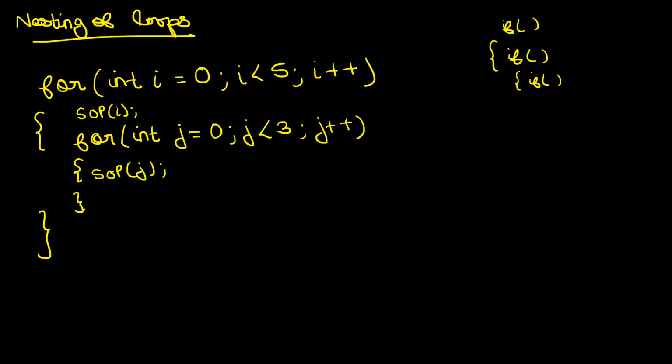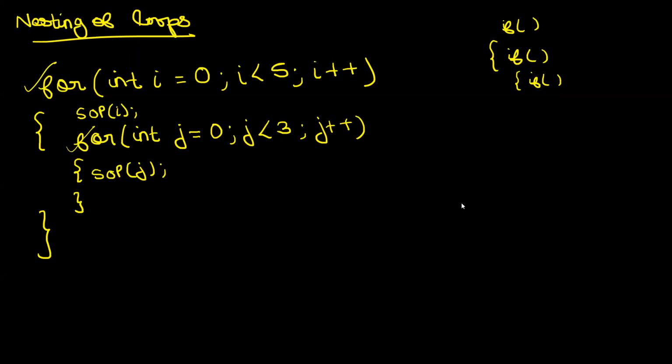Cool. Now, what have I actually done? If you see, this is nesting of two for loops. Inside this for loop, you have another for loop. So this is nesting of two for loops. Now, how does it actually work?